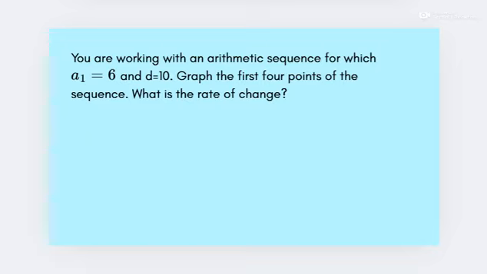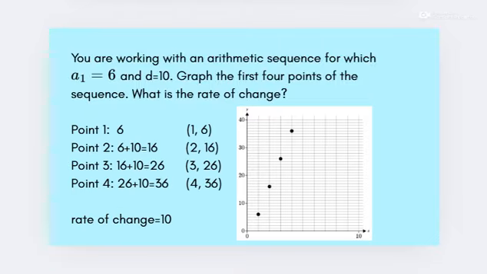You are working with an arithmetic sequence for which a sub 1 is equal to 6 and d equals 10. D is the rate of change, the slope, whatever you want to call it. Graph the first 4 points of the sequence. What is the rate of change? So we know that point 1 is 6. That means that its coordinate pair is (1, 6).